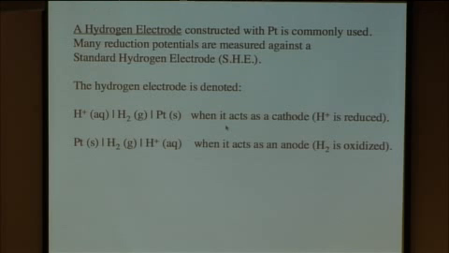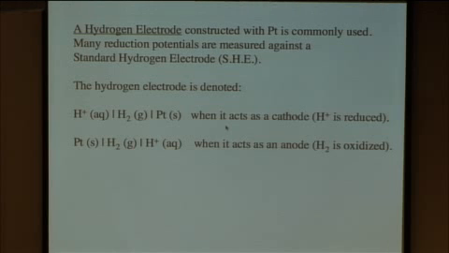So there's a couple of different variations. It can be used at the cathode or at the anode. And so if you're using it at the cathode, H plus is reduced. And at the anode, H2 is oxidized. And often you have a platinum system there as well for the standard hydrogen. So the platinum is commonly used in a standard hydrogen electrode.